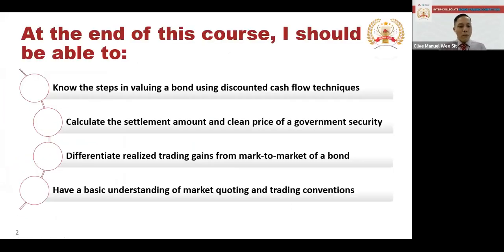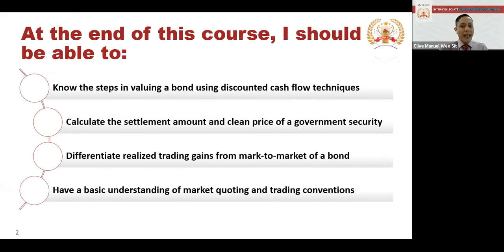Before we begin, let me share with you some of the expected learning outcomes from this lecture. By the end of this course, you should be able to know how to value a bond using a discounted cash flow methodology. Many financial assets, such as fixed income, equities, as well as derivatives, use some sort of a mathematical present value approach to determining value. So it's important to know the steps in doing asset valuation.